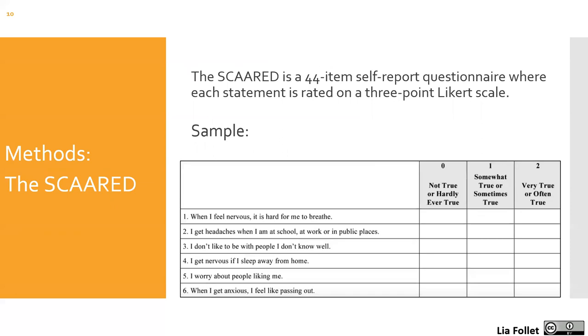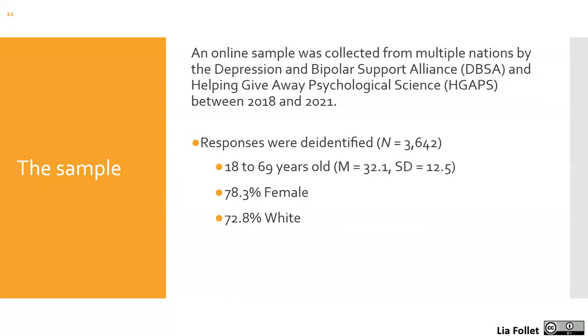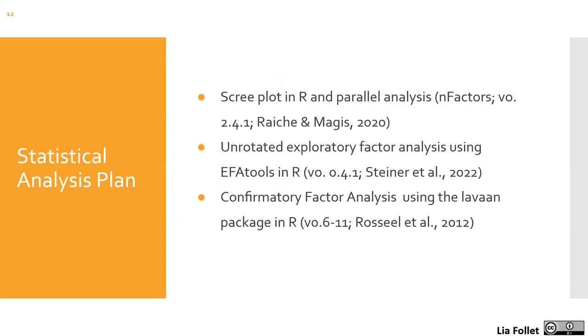Some brief details about the SCARED. It's 44 items long, and it basically runs down the symptoms listed in the DSM-5 anxiety disorder section. Past literature has found 4 subscales for the measure, and later in the talk, we'll be giving you access to the measure if you would like to use it in the future. Here's a look at our demographic information as well as our sampling procedure. And here's a more detailed look at our statistical plan.